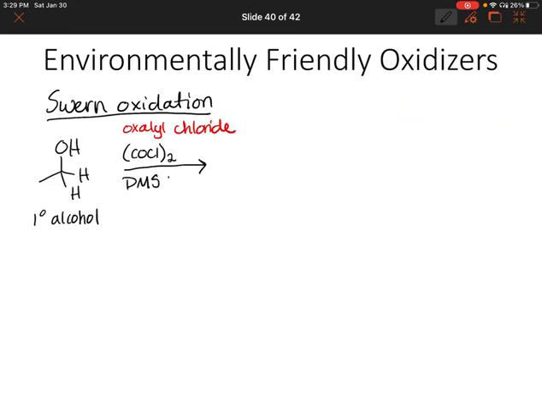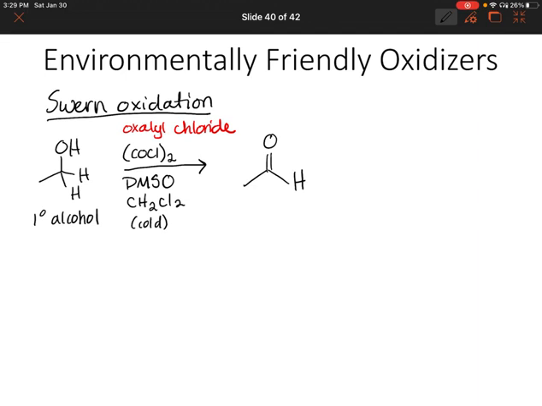DMSO, which is dimethyl sulfoxide, so we've seen that before. And we would also use a solvent such as dichloromethane, which again is not the best, but it works. And then we'd have to make sure this was all run at cold temperatures. But this would give us our aldehyde, and it's more environmentally friendly.